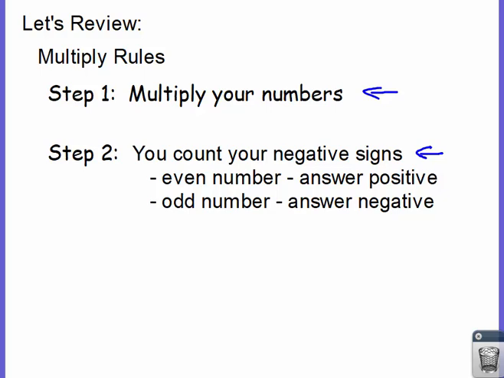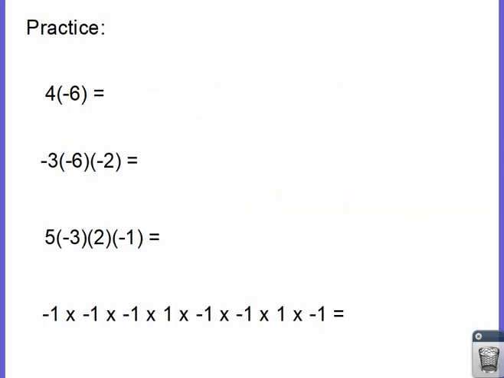But if I have 6 negatives, the answer is going to be positive. Let's see if we can answer a few questions and play with that rule a little bit. Now, this is a new way of looking at multiplication. Anytime we have a number right up next to a parenthesis, that means that we're going to multiply. So here we've got 4 times negative 6.